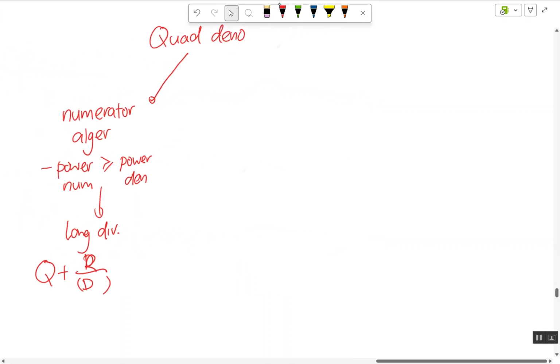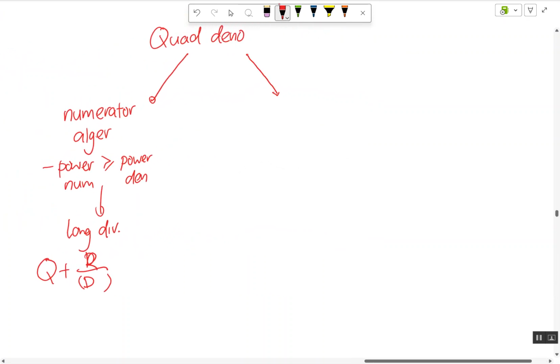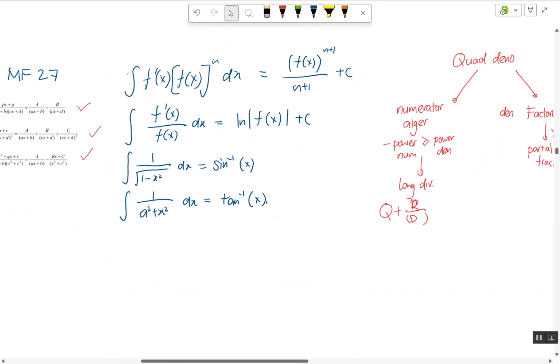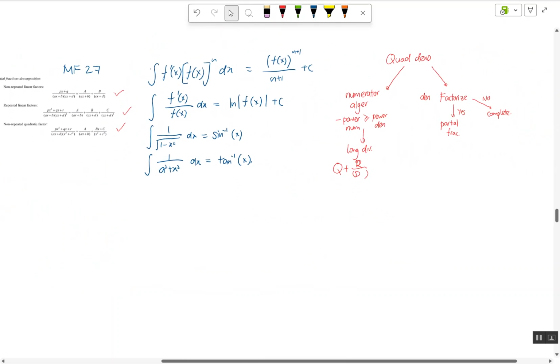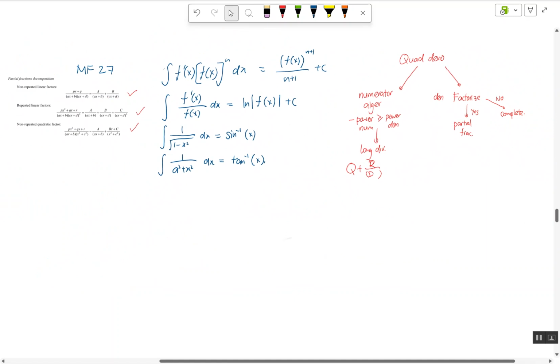Now, if it is not a quadratic denominator, then you see whether the denominator can be factorized or not. If it can be factorized, good, then you do partial fraction. Later I'll give a nicer flowchart for you. If it cannot, so this is yes, no, then you complete the square. And then we will see how each case goes.